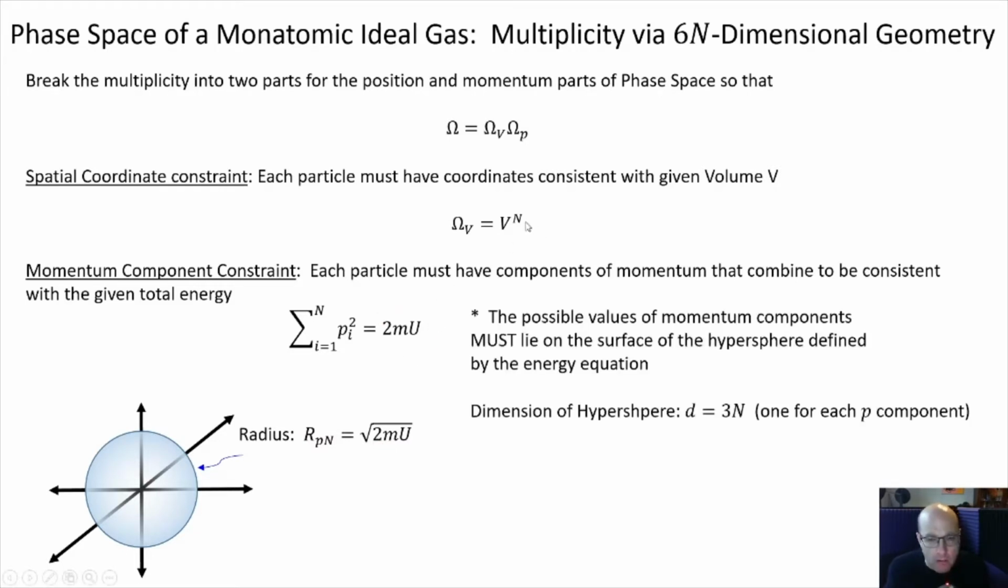So the possible coordinate values of all the atoms have to lie within a volume V. The possible momentum components have to lie on the surface of this special sphere defined by the energy constraint. This is a hypersphere because there are many, many atoms in the gas, therefore many, many momentum coordinate axes. I've only drawn 3 here. But the dimension of the space in which the hypersphere is embedded is 3N: 3 momentum components, N atoms. And we need to be on the surface of that hypersphere to be consistent with this energy condition.